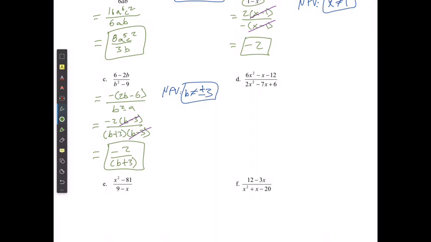For D, I need to factor down these trinomials, and this is why we made it so important to make sure you're practicing the factoring polynomials so you can do this as quickly as possible. And when I factor down the top, I'm going to get 2x minus 3 and 3x plus 4. On the bottom, I get 2x minus 3 and x minus 2.